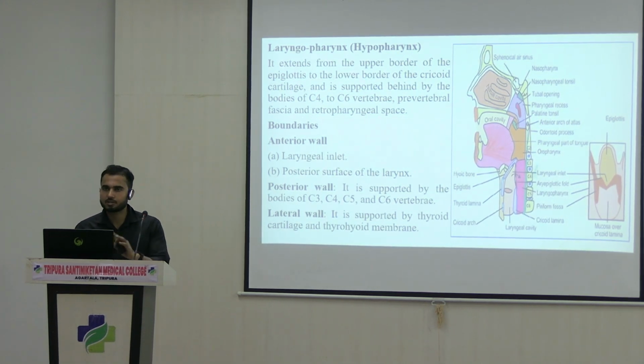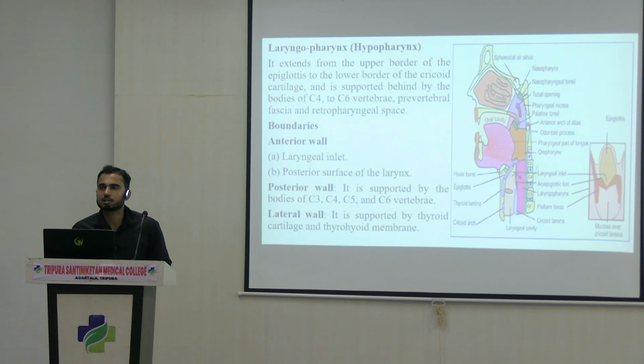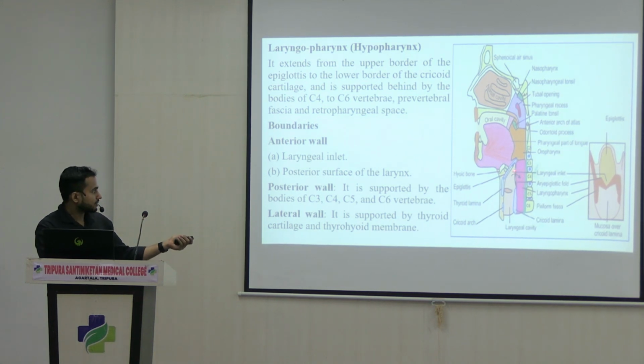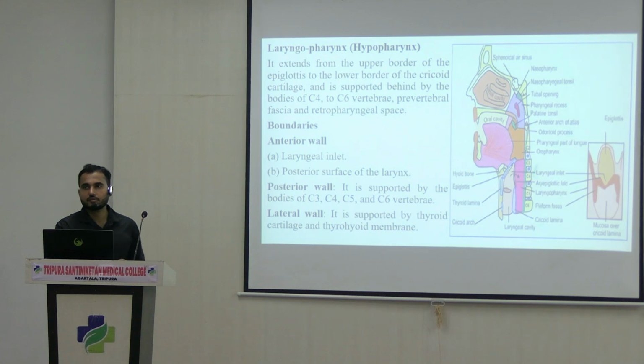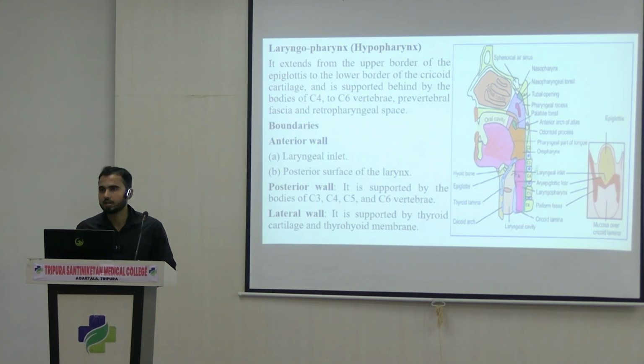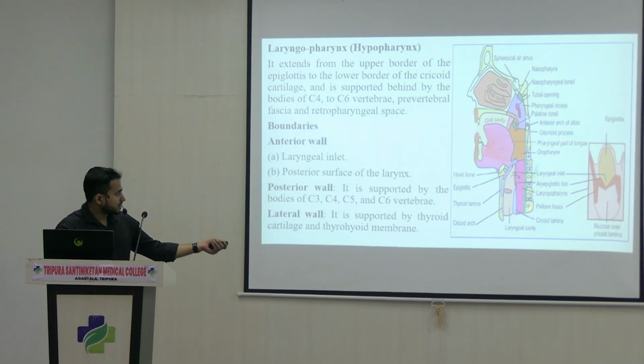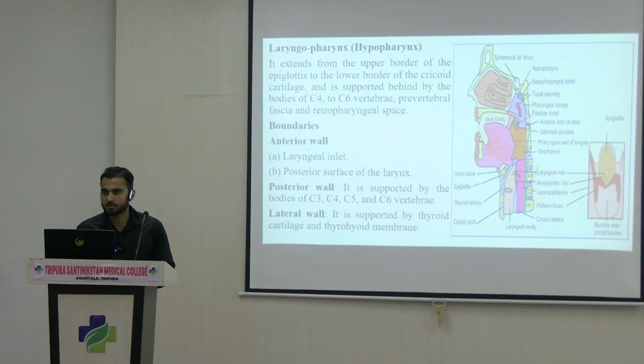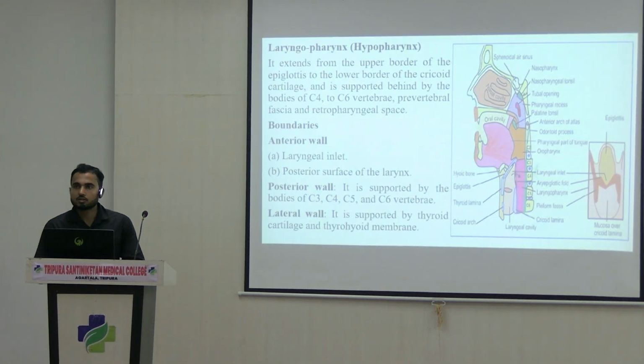So the boundary of the laryngopharynx is very simple. We have an anterior wall, a posterior wall, and lateral walls. Lateral walls are mainly formed by the thyroid cartilage and the thyroid membrane. The anterior wall, as I have shown you, starts from the laryngeal inlet, and the posterior wall of the larynx will form the anterior wall. And the cervical vertebrae C3, C4, C5, C6 form the posterior wall of the laryngopharynx. Below the cricoid cartilage, the laryngopharynx continues as the esophagus. Okay, so boundaries are done.